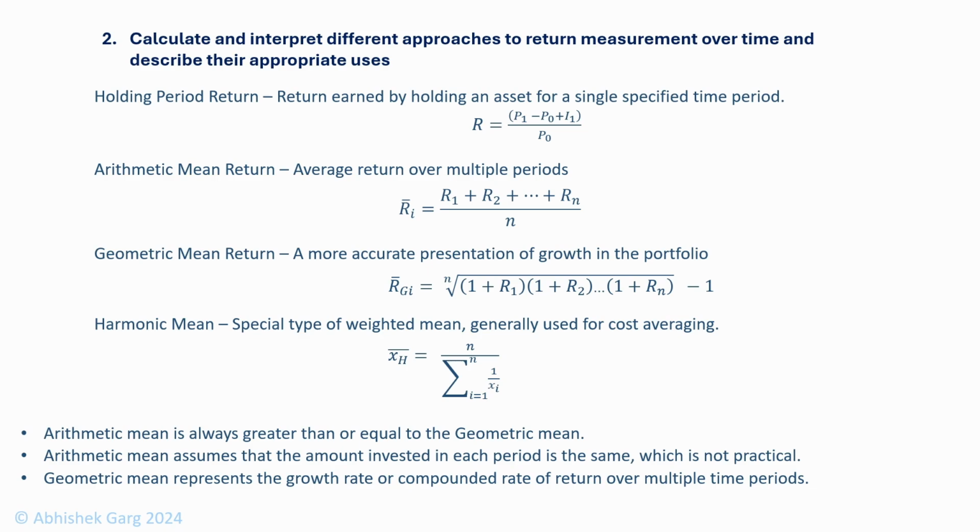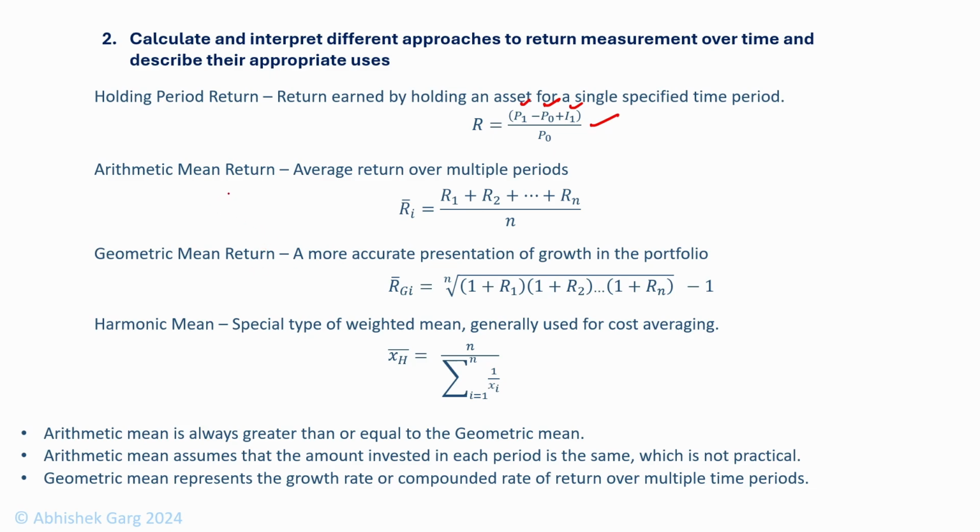That time period could be 5 years, 4 years, 3 years, but you are considering that time as 1 unit. So the return is equal to the ending price minus the beginning price of the asset plus the interest earned on the asset, divided by the beginning price. So that is your holding period return.